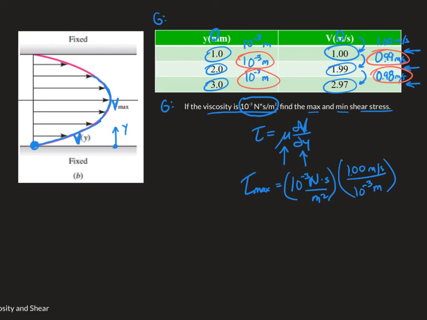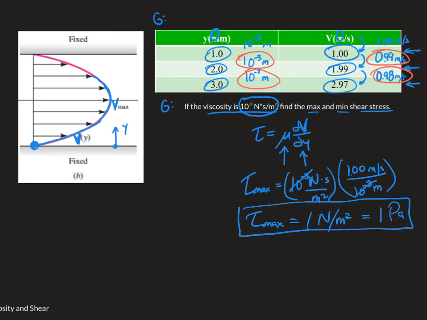And if we work all that out, tau max, awfully boring when everything's, look, boom, boom. And then you just have to do the units. And this comes out to 1 Newton per meter squared, which you should know is 1 Pascal. Okay, that's the max.